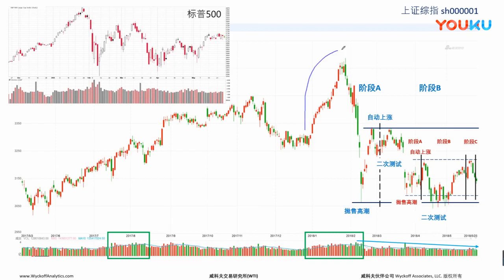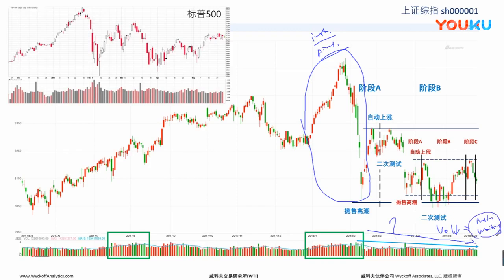So now that we know that this area right here was an area of institutional distribution, the question becomes, what are they doing here in this area? And we see that the volume signature is going down. So we understand that institutions are on the sidelines, waiting. They are not participating in the current market to a larger degree. They are waiting for these trade talks to unfold and come to some kind of conclusion. And this waiting is being shown to us in the current structure.